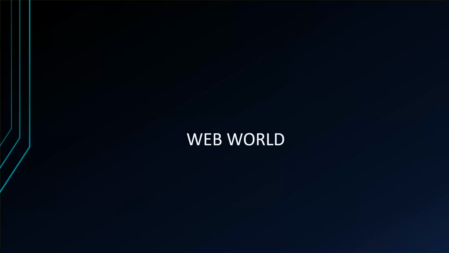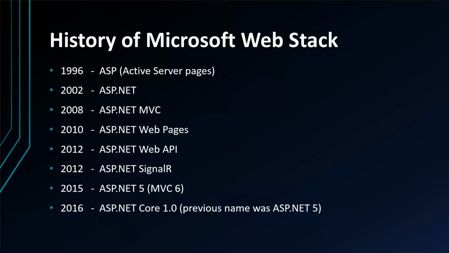So in that web world, how did Microsoft change with respect to the web? If you see the history of the web stack, in 1996 Microsoft started targeting web applications by using ASP, Active Server Pages. In 2002 they released ASP.NET, where the apps developed using ASP are targeted on the .NET Framework.